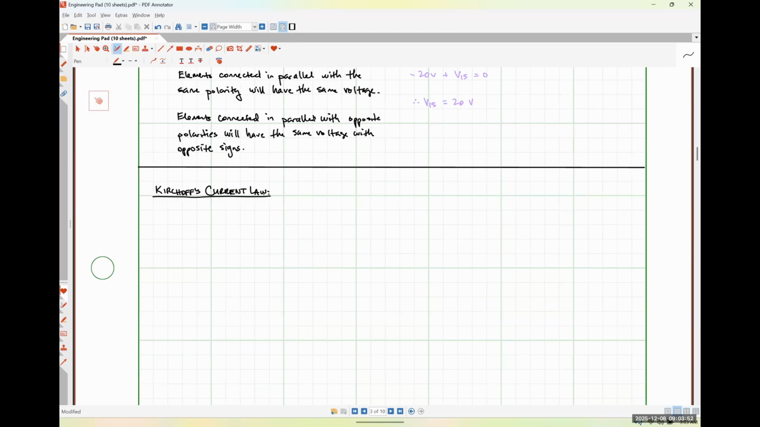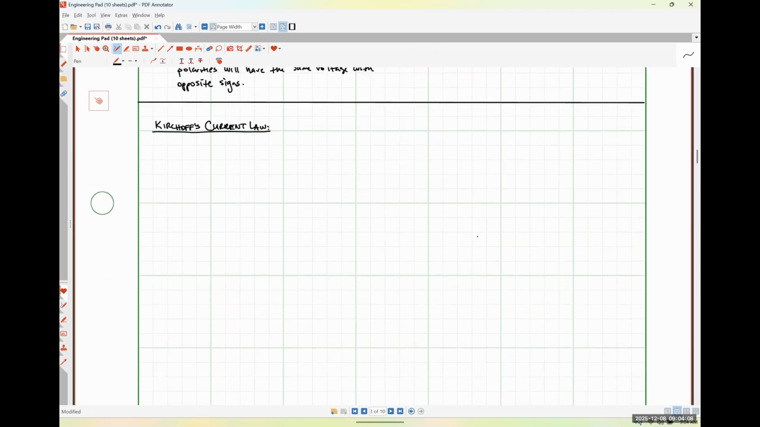What was that, Sujita? The total current flowing into a node is equal to the total current flowing out of a node. So that is one way that we can talk about it, and that'll be our first way. I'm going to draw a picture here to explain what's going on. I've just got an arbitrary node point here at the center.